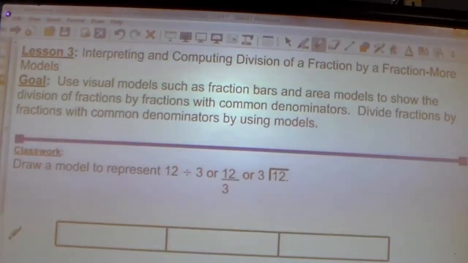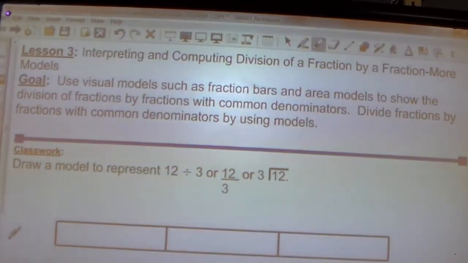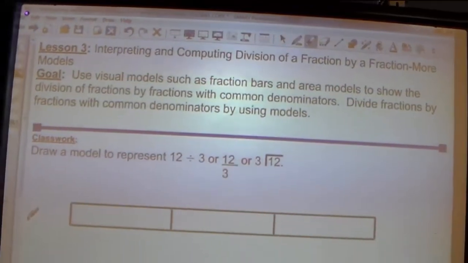Lesson 3, Interpreting and Computing Division of a Fraction by a Fraction. More models. Our goal: use visual models such as fraction bars and area models to show the division of fractions by fractions with common denominators. Divide fractions by fractions with common denominators by using models.